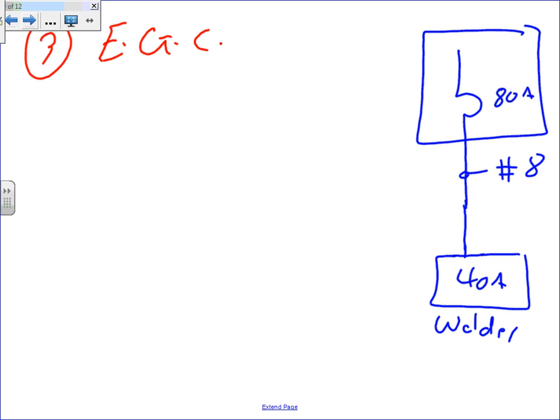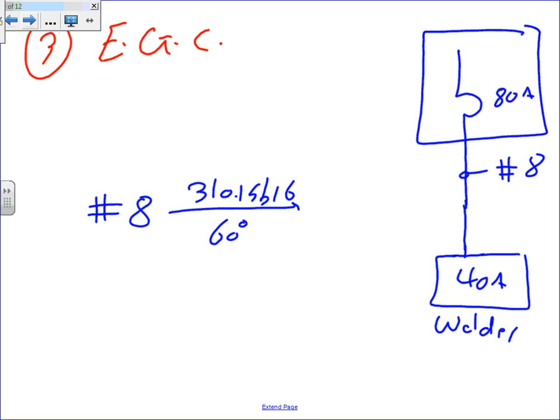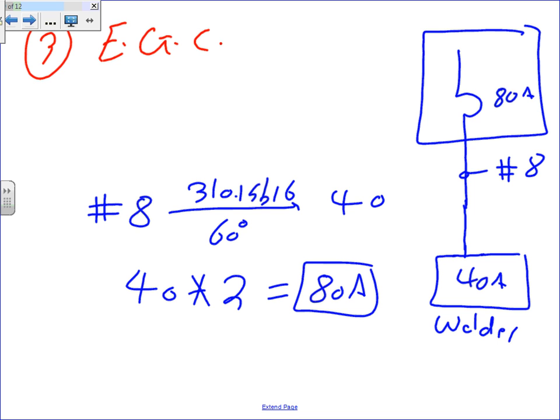The check is, you take the number 8 and go to 310.15(B)(16) under the 60-degree column. How much current can that number 8 carry? 40 amps. You take the 40 amps and multiply it by 2. And what would that give you? 80 amps. In order to do it this way, you cannot protect this conductor for more than twice what it is rated for. Does that make sense? In this case, we hit the jackpot here and we end up equal.